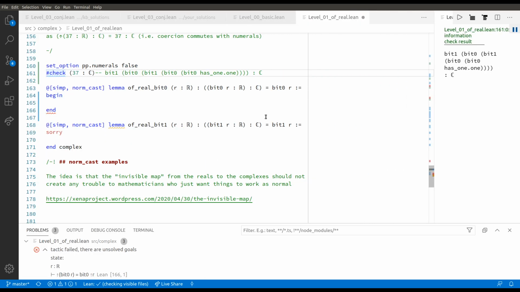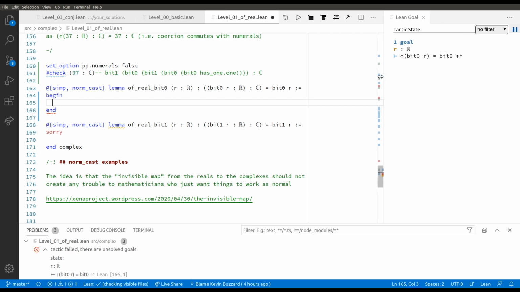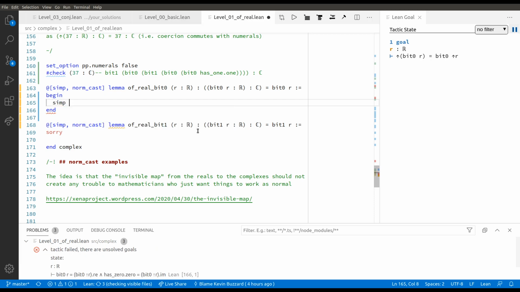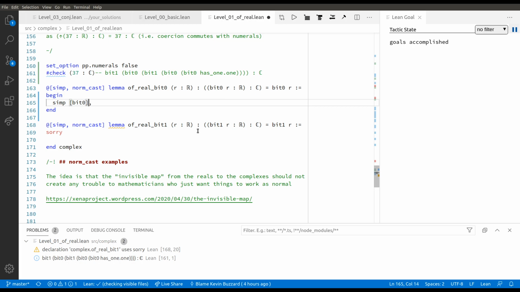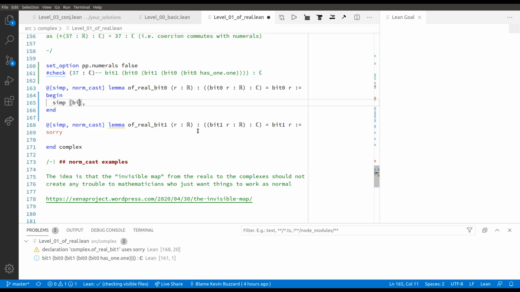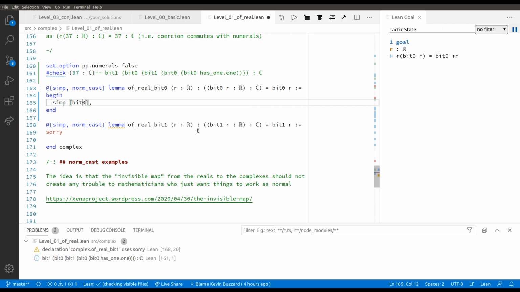And because we want to make sure that the real number 37 is obviously equal to the complex number 37, we're going to have to prove that bit 0 commutes with this map from the reals to the complexes. So this is just going to be simp bit 0, right? I don't think simp by itself will work. No, but simp bit 0, spelt correctly, will work.